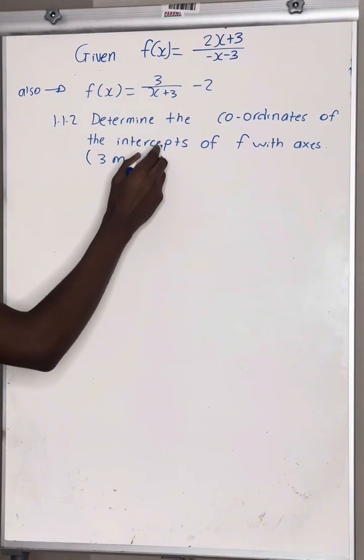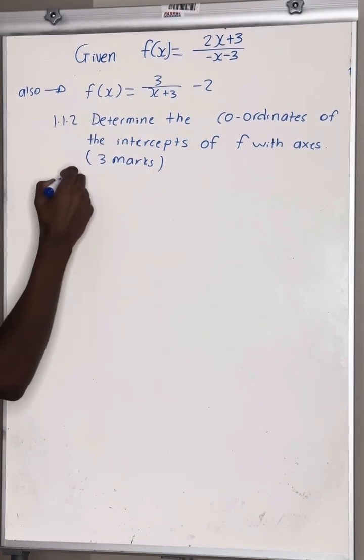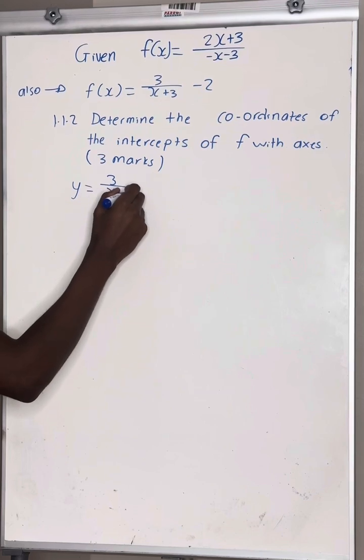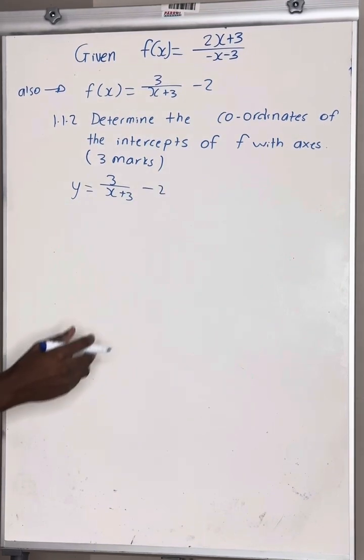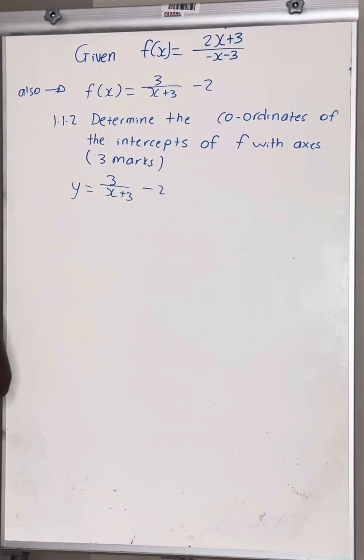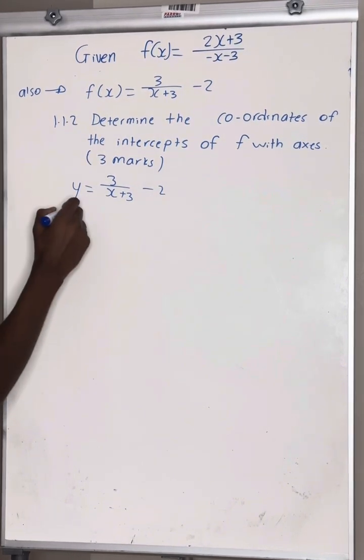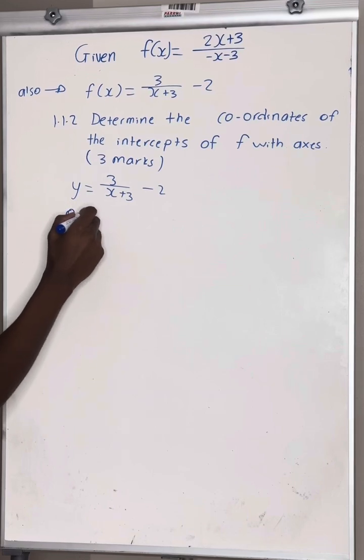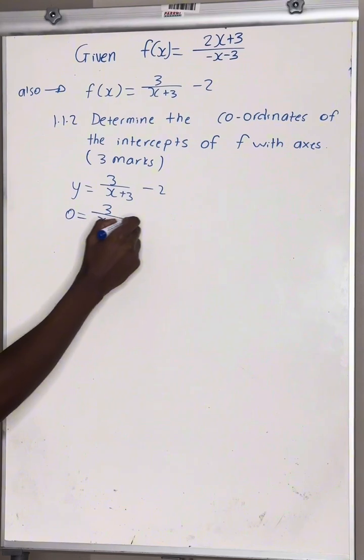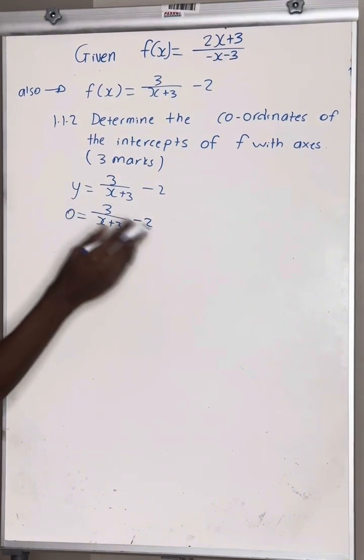So let's determine the coordinates of the intercepts of f with axes, for 3 marks. So we're given this equation, but remember we solved it to look like that. So it's a hyperbolic function. So looking for the x-intercept and y-intercept. So we have y is equal to 3 all over x plus 3 minus 2. Now let's look for the x-intercept first. And remember, for the x-intercept, y is always 0. Okay? So let's substitute 0. We're now looking for the x-coordinate. So 0 equals 3 all over x plus 3 and then minus 2. So let's simply solve for x.